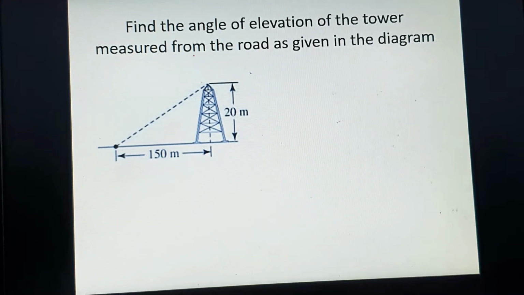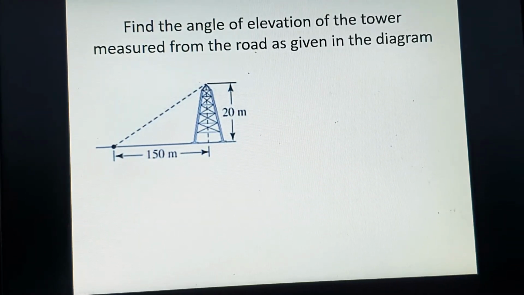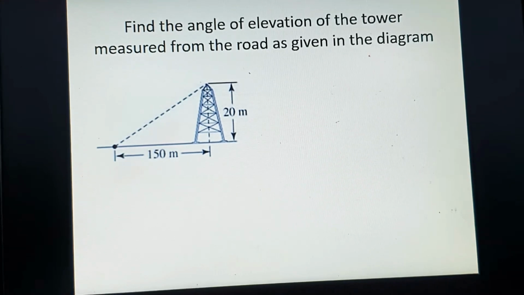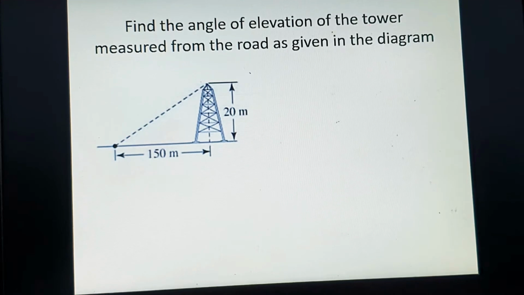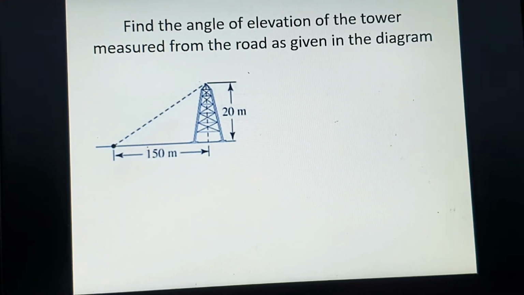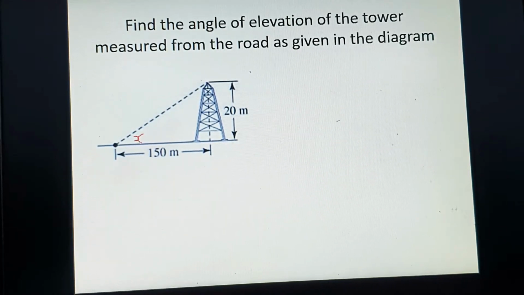Now it says here, find the angle of elevation of the tower measured from the road as given in the diagram. So remember, it's saying angle of elevation of the tower from the road. So you start from the road and you want to look up to the tower. And so the angle that we're looking for is this one right here. So I'm going to call this X.